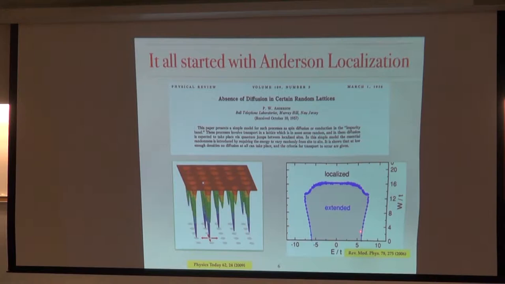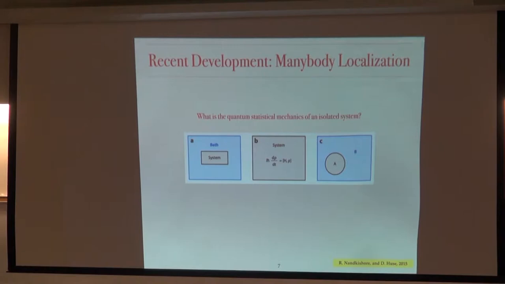The implication of Anderson localization later evolved into something very fundamental, which touches upon the foundations of quantum statistical mechanics. Previously, when we learned in textbooks, we were used to thinking of a system in connection to a bath. In that case, we can set up various hypotheses and talk about ergodicity. But this is no longer true if we think about isolated quantum systems. In such systems, ergodicity breaking is possible.